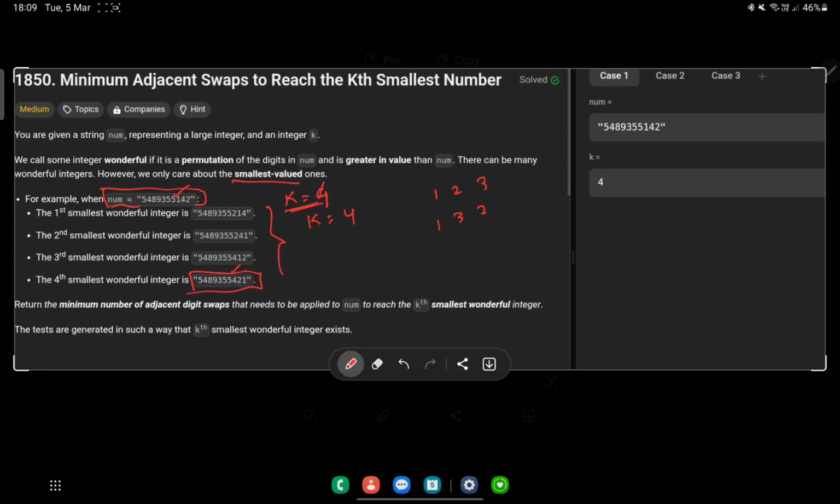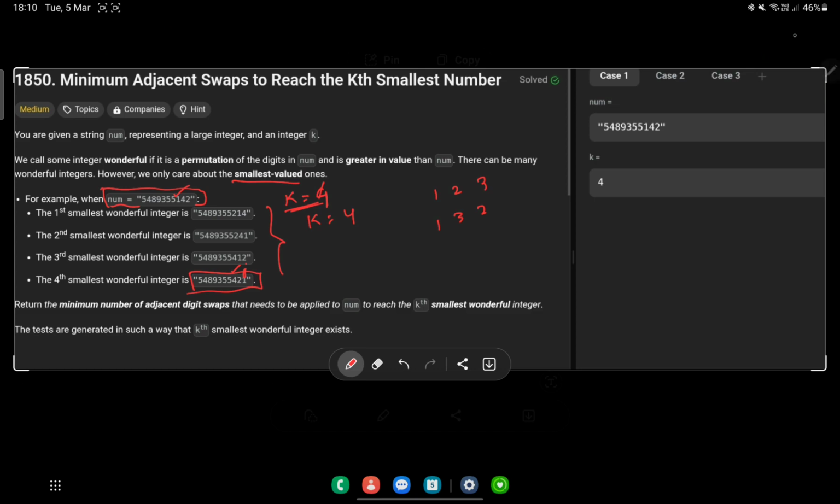Then we have to iterate from the last. Suppose j reaches the last number, then we have to iterate till the point where we get the first distinct number in both, while comparing the num and the final answer that we get. Then we have to swap them and we increase the count, and then we will get the minimum number of times the swap is needed.